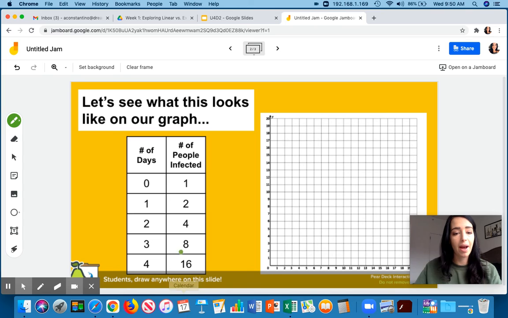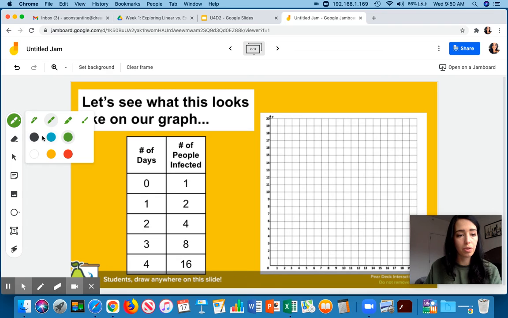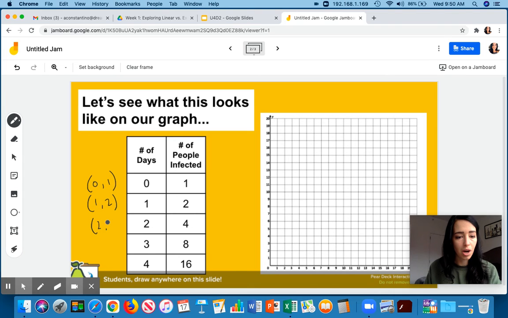I am just going to have you graph days 0 through 4. If we wanted to change these into ordered pairs, this would be 0, 1. This would be 1, 2, 2, 4, 3, 8, and 4, 16. All right, so when I go ahead and start graphing, I'm going to have my first point here, then here, then I'm jumping up to 4. Now I'm jumping from 4 to 8. Now I'm jumping from 8 all the way up to 16.